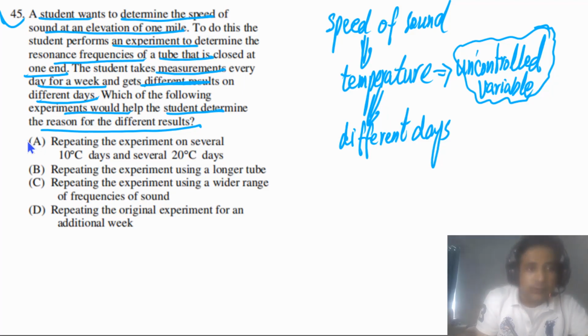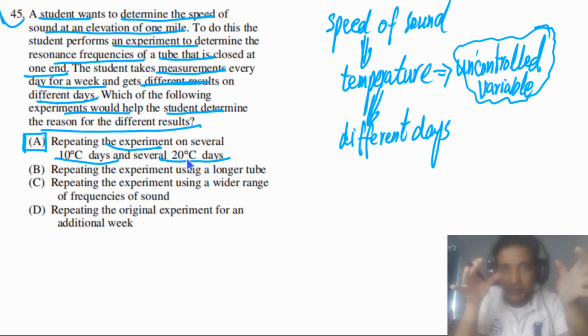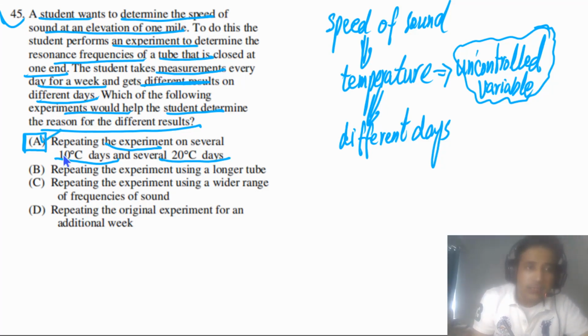If you look at the given options, option A is repeating the experiment on several 10 degrees Celsius days and 20 degrees Celsius days. So if the student does the experiment for certain days when temperature is 10 degrees Celsius and for certain days when temperature is 20 degrees Celsius, the student can compare the results and find the reason behind different results. So option A is correct.